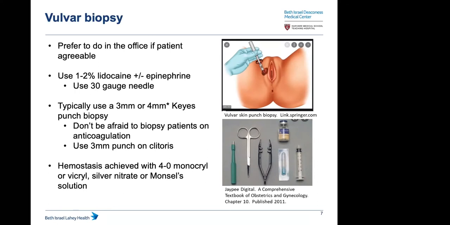Hemostasis can then be achieved after the biopsy with silver nitrate or Monsel solution. And if you have access to monocryl or Vicryl in the office, you can also throw an interrupted stitch to reapproximate the skin edges. And the use of the monocryl or Vicryl stitch as opposed to silver nitrate, which is actually what I use most often because it's just easier to get access to silver nitrate in the clinic, but use of the stitch can actually help to accelerate healing and can be more comfortable for the patient after the biopsy. So if you do have access to those sutures in the office, I would recommend using them.